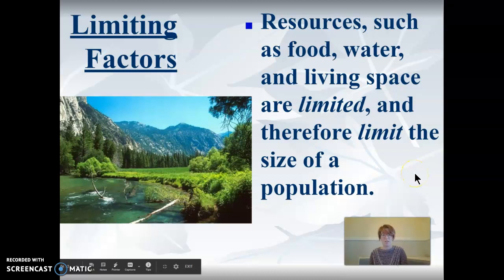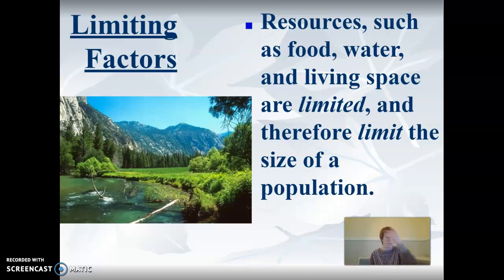It's because we have things called limiting factors. These are things like not having enough food or water or living space. These are things like predators that prevent a population from just growing and growing and growing. This is a definition you should write down.